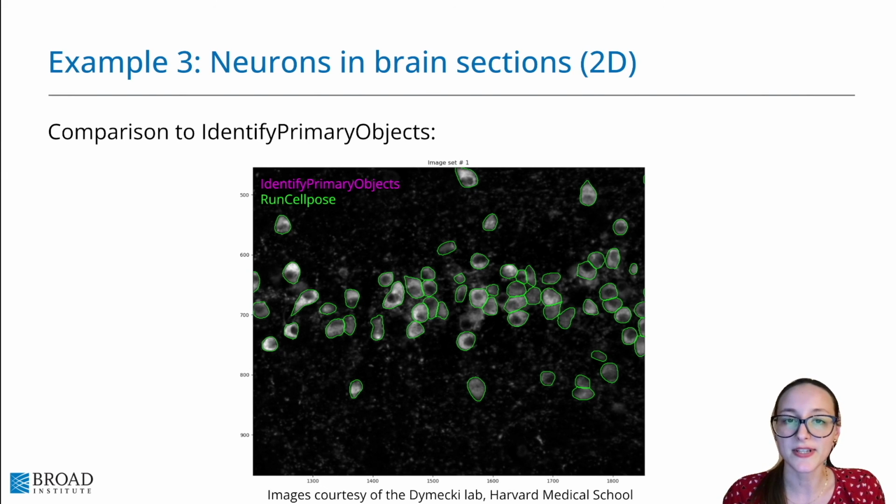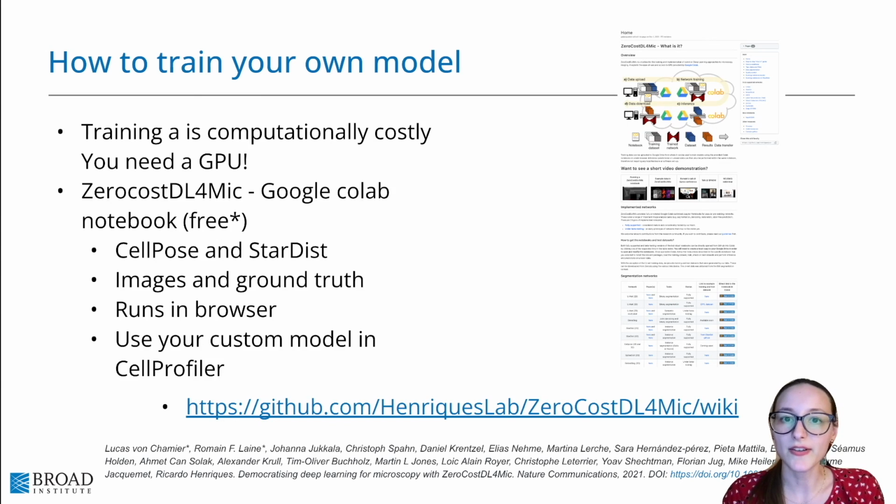First, let's talk about what to do if you want to train your own model, if these built-in models are not good enough. So training your own model is something that is pretty computationally expensive. If you have access to a GPU in your machine, that's great. If not, there are free options available to you for training models for StarDist and for Cellpose. You can use ZeroCostDL4Mic Google Colab Notebooks, which are free and use Google-provided GPUs to allow you to train your own model with Cellpose or StarDist.